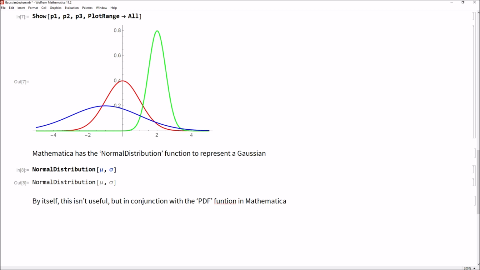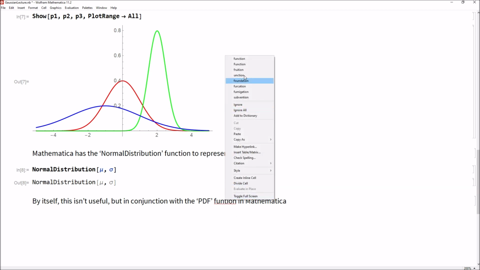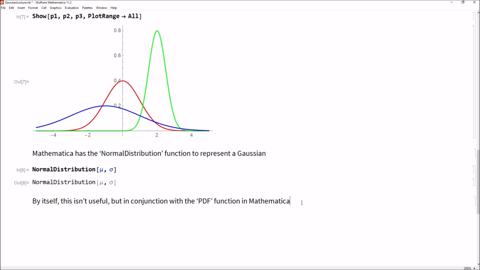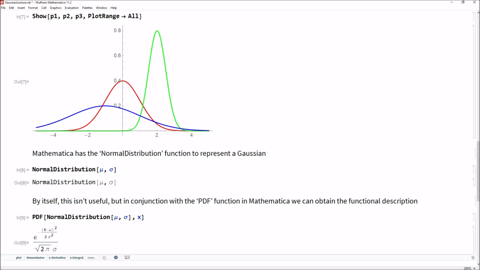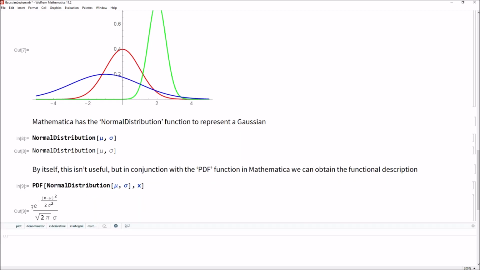whoops, I spelled function wrong. Let me fix that. This is what I love about Mathematica, it's got a spell checker, right? We can obtain the functional description. Meaning, instead of just writing down normal distribution, let's wrap this in a PDF call and say this is a probability distribution function with respect to x, and now this is going to be another representation of the Gaussian.